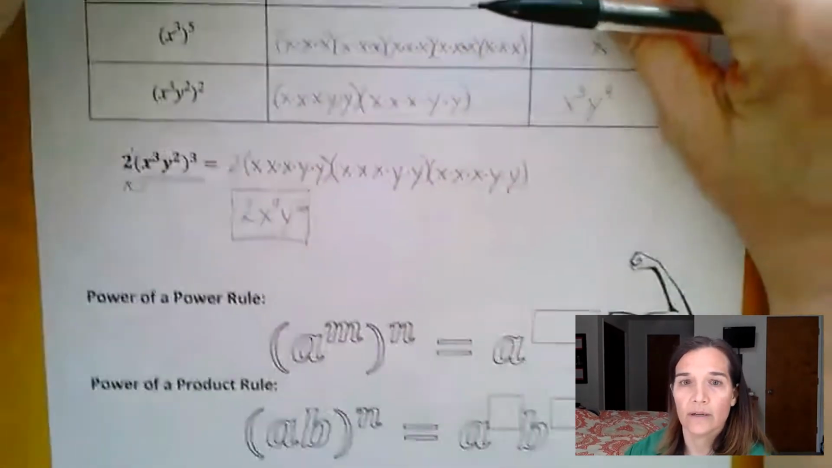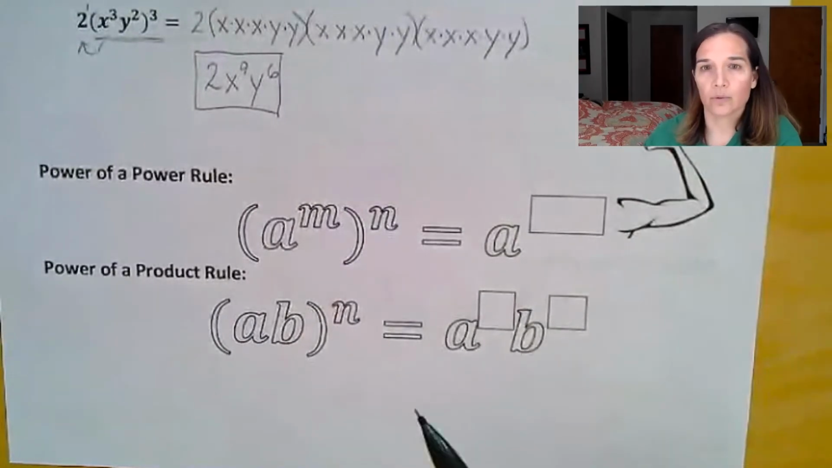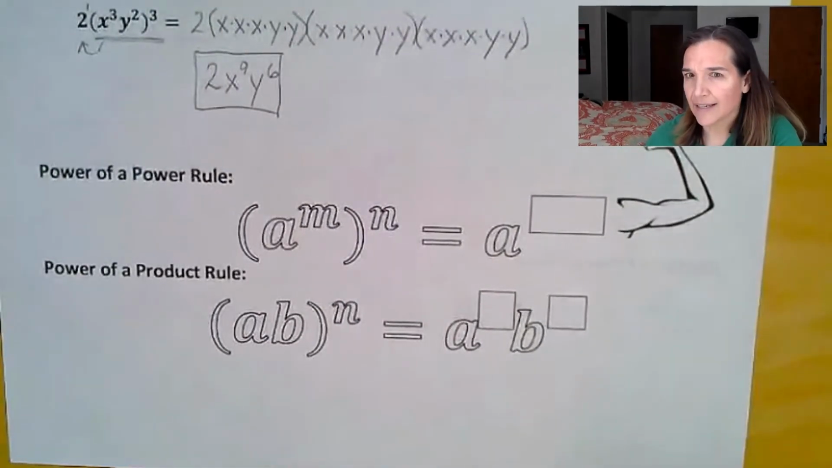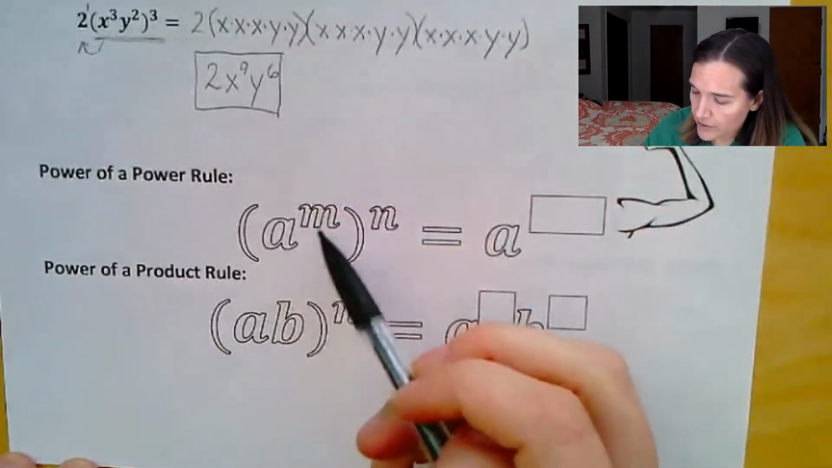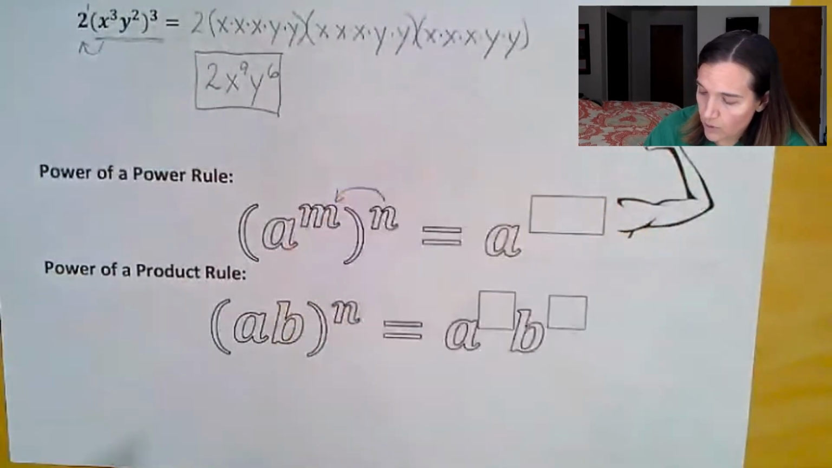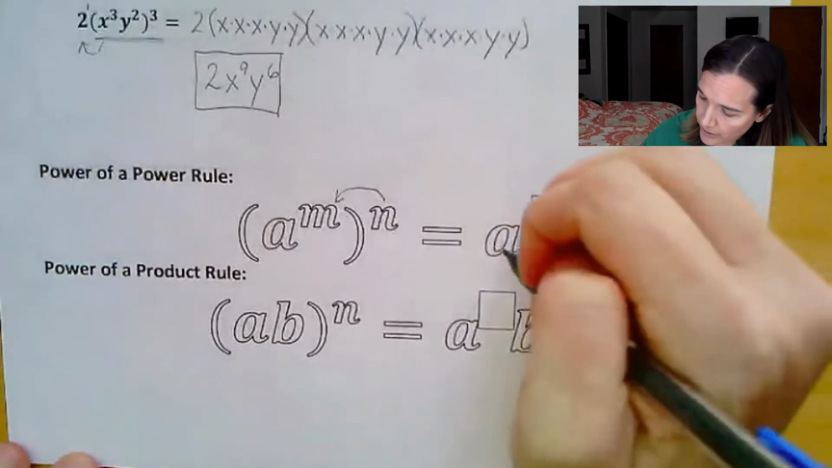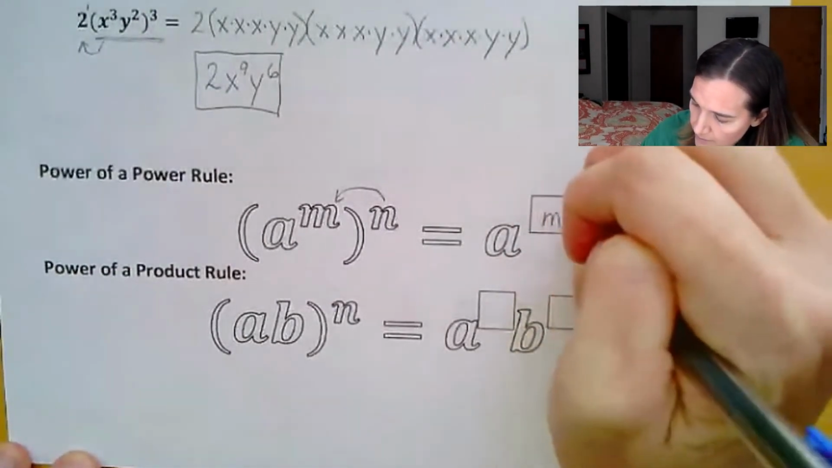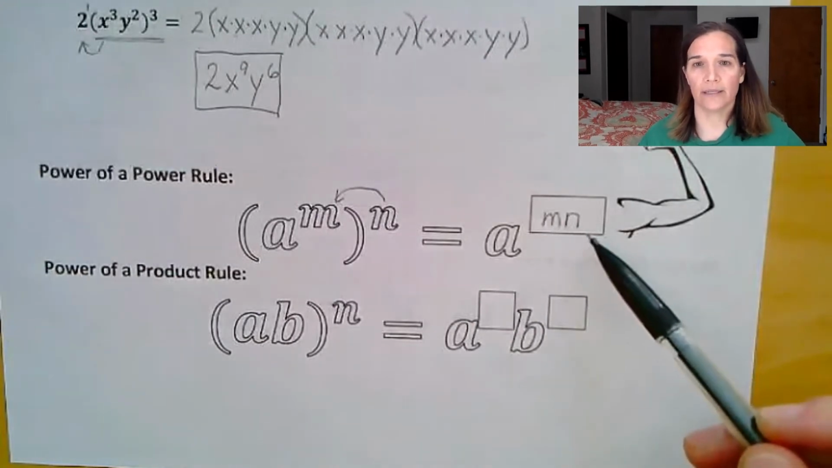So at this point, the rules would be the power of a power rule. I always like to think of it as like the distributive property for exponents. If you have a base with an exponent being taken to a higher exponent, you multiply the two exponents together. So it's really going to be x to the m times nth power. You're going to multiply the two exponents together.